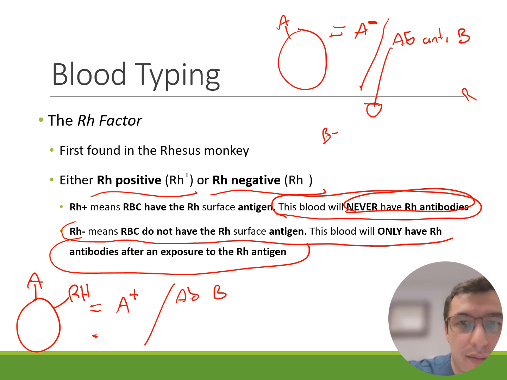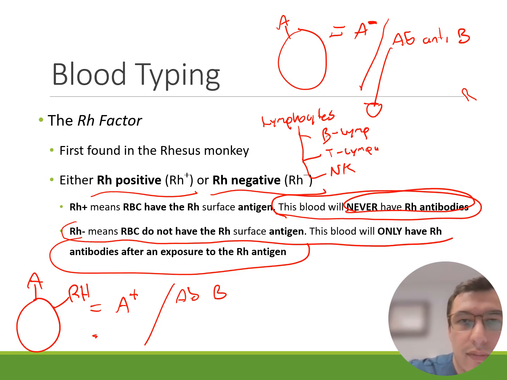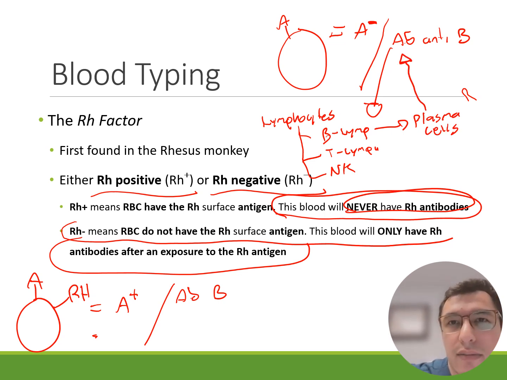So we have B cells. Let's go ahead and give you a clean picture. We have lymphocytes that divide into 3 cells: NK cells, B cell lymphocytes, and T cell lymphocytes. Now these B cell lymphocytes further divide into plasma cells, and it is these plasma cells that release antibodies.